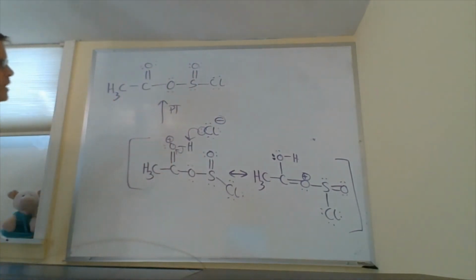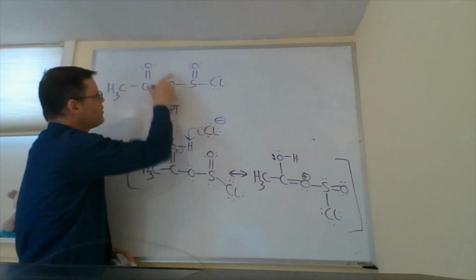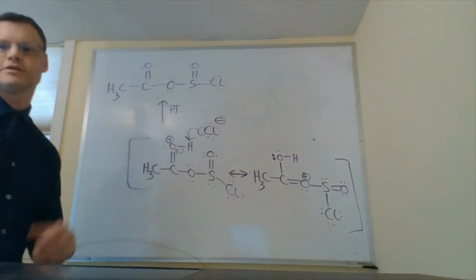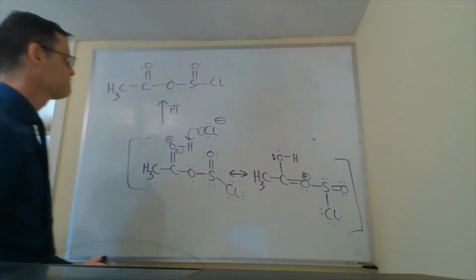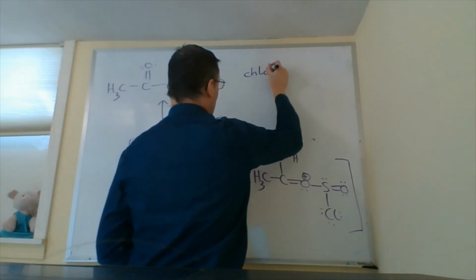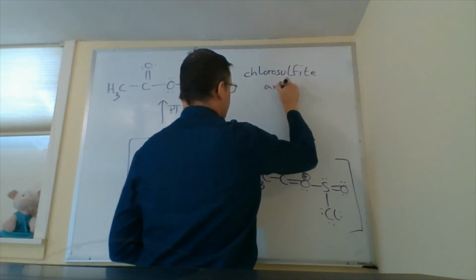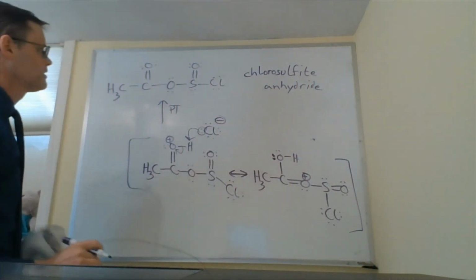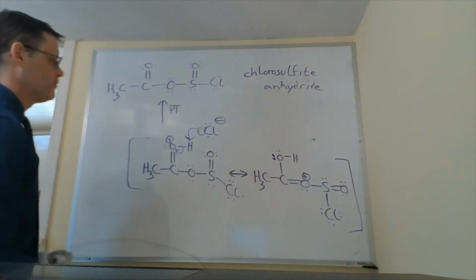So we get to here. So we have substituted one of the chlorines on the sulfur, the thionyl chloride, with this carboxylate. So that was our first nucleophilic acyl substitution. There was a nucleophilic addition followed by a nucleophile elimination followed by a proton transfer. And that gets us to what's called a chlorosulfite anhydride. Anhydride means something that's missing a molecule of water. Okay, we'll talk about anhydrides more when we get into chapter 21.